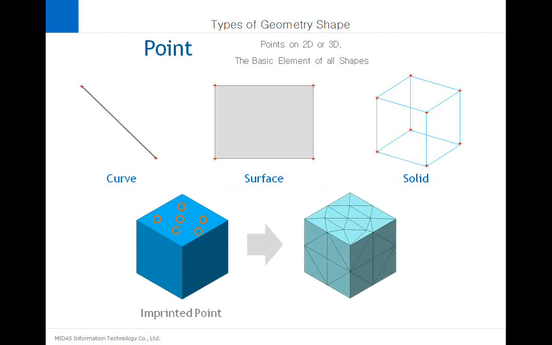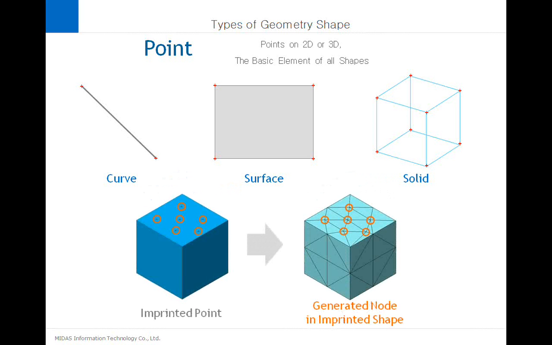But the use of points becomes very important when we need to account for the imprinted points, which is very important when we are working with piles in some excavation projects. So without these imprinting of piles, there will be no connectivity between the nodes. So with imprinting, the generated nodes will have connectivity between them.